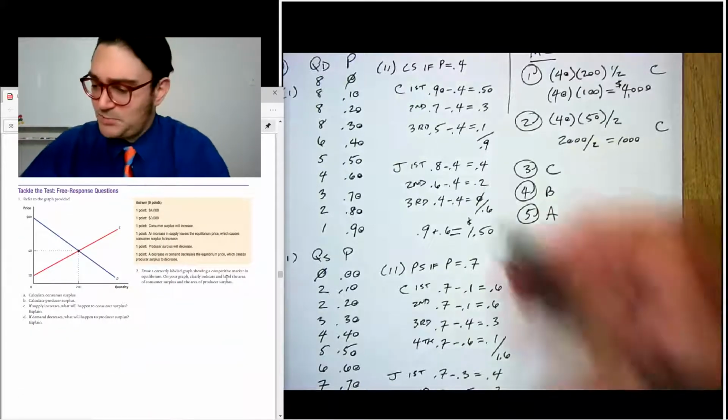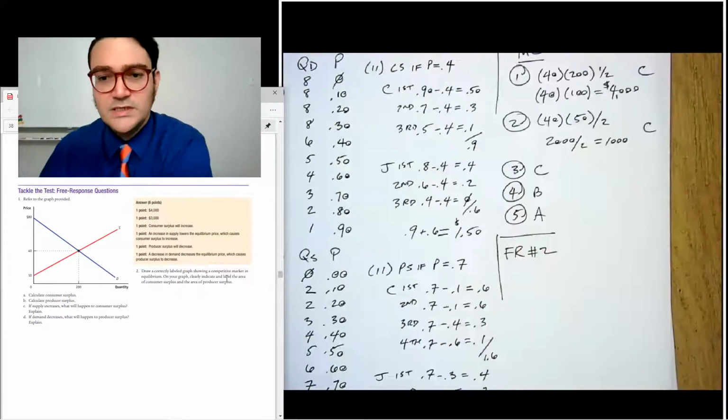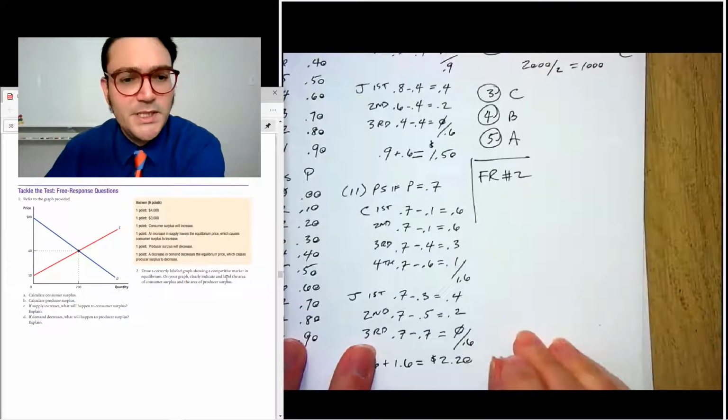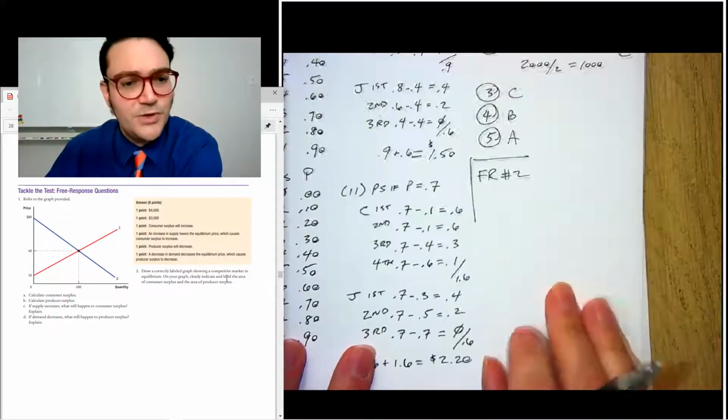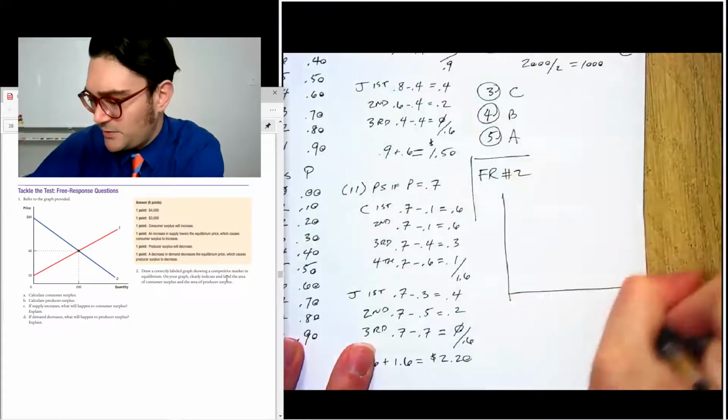Number 2, free response over here. FR number 2 says, and hopefully I can find it, draw a correctly labeled graph, competitive market equilibrium, area of consumer and producer surplus. Oh, that's nice, easy. Whew, I like the easy ones.